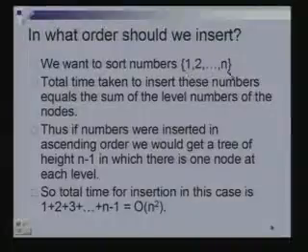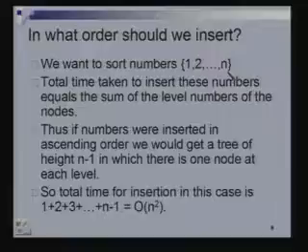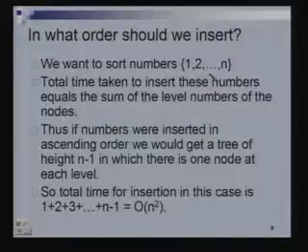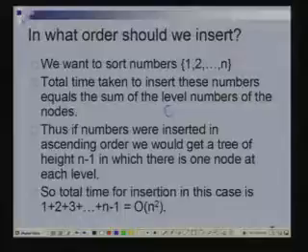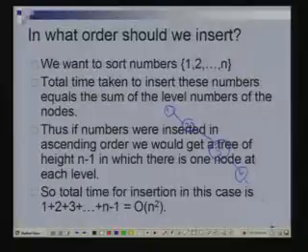So if I had inserted the numbers in sorted order, first I inserted 1, then I inserted 2, then I inserted 3 and so on, then what is the kind of tree I would get? Straight, only right. I would have 1 followed by 2 followed by 3, 4, up to n.